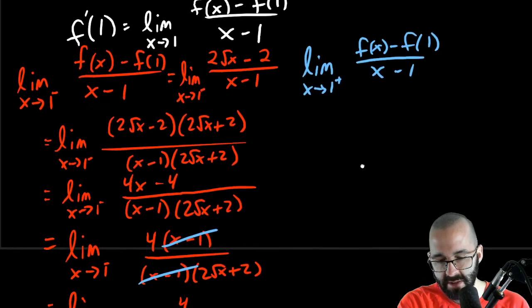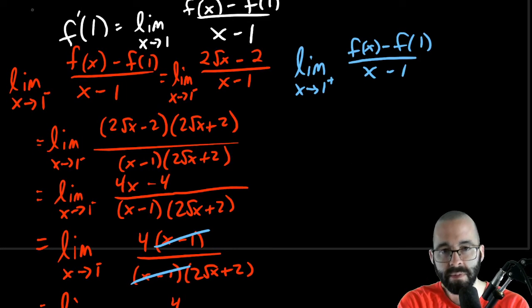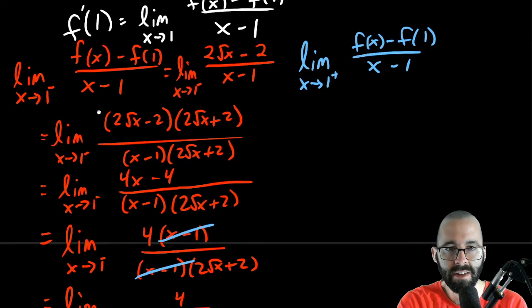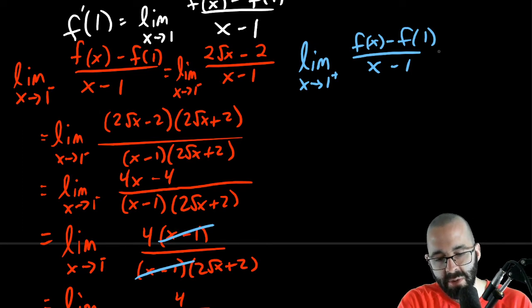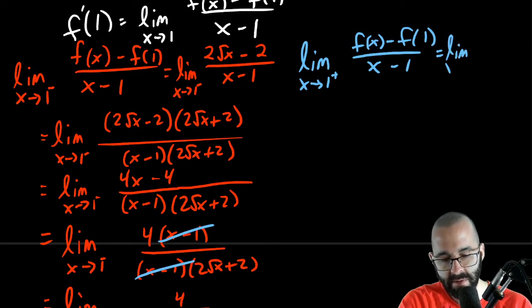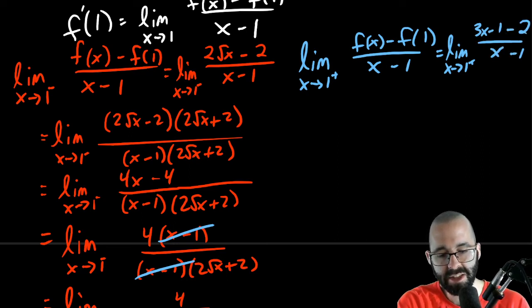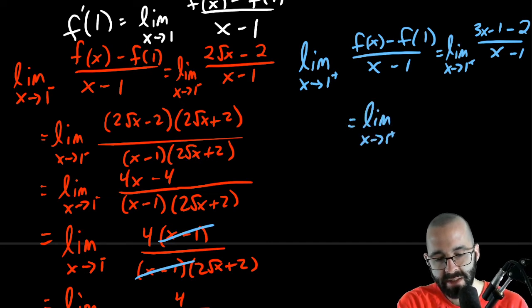From the right, let's evaluate the slope too. Well, I don't like the sidelines. Let's get rid of those. From the right, the function was just 3x minus 1, right? Yeah, from the right, it's 3x minus 1. And the function value is still 2. Oh, this limit's much easier. There's a limit as x approaches 1 from the right of just 3x minus 3.